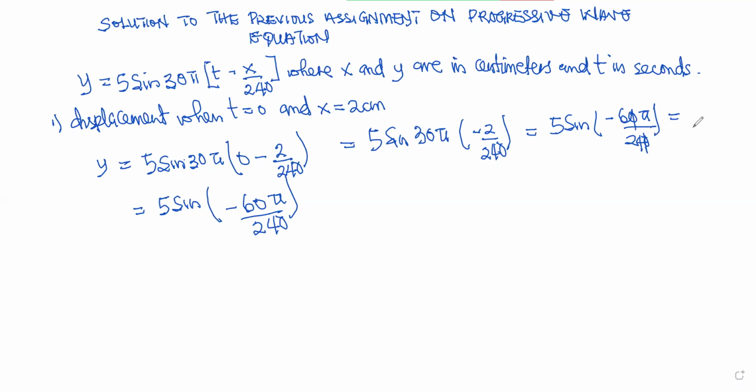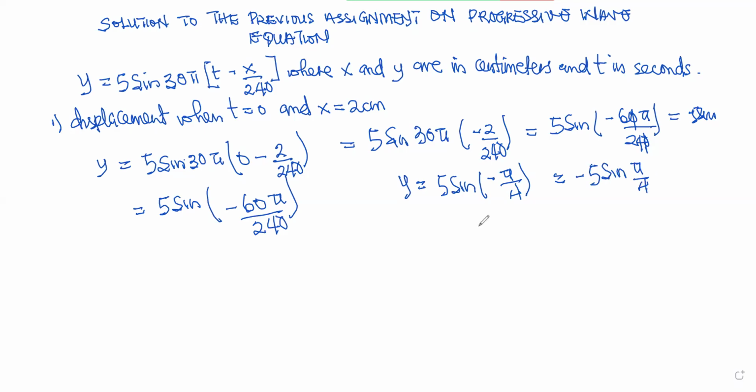This is the same as minus 5 sine of π on 4, since 60 on 240 is one quarter. So this is the same as minus 5 sine of π over 4.